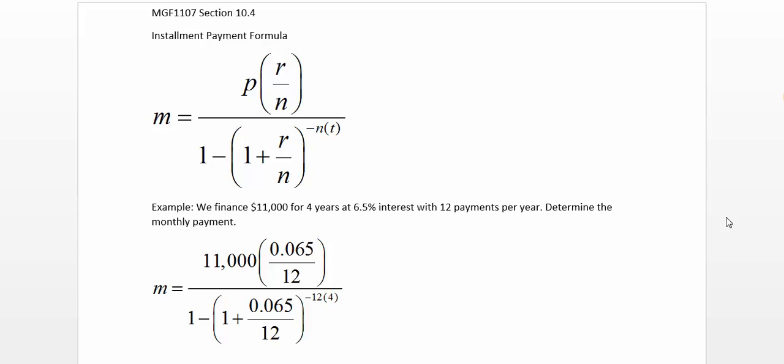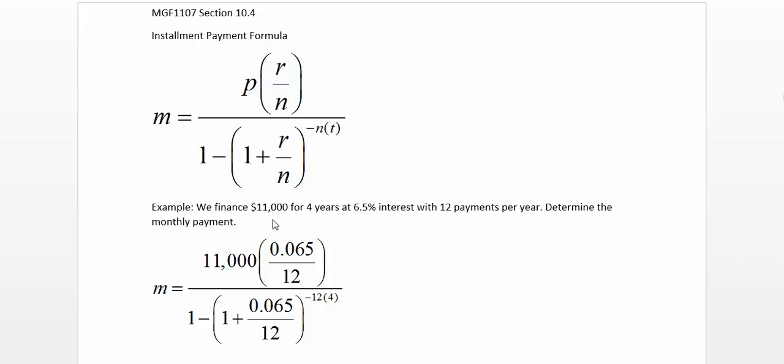In section 10.4 and also in 10.5 we use the same formula called the installment payment formula shown right here. What we're doing now is calculating the monthly payment required when we borrow a certain principal at a certain interest rate, compounded generally monthly, for a certain period of time. An important factor in this formula is the negative sign here on the exponent.